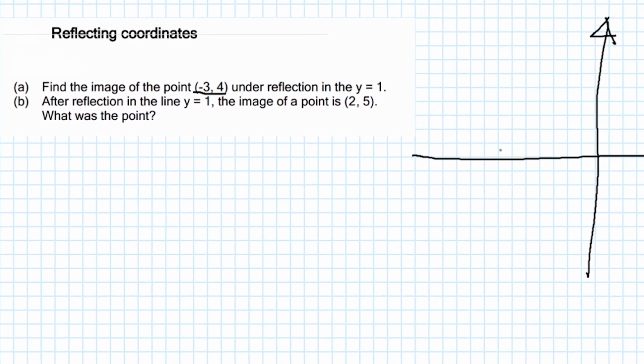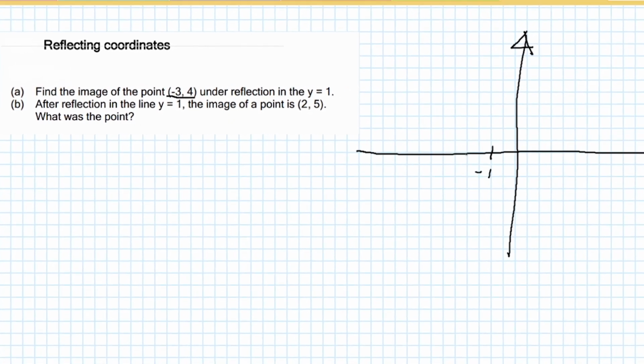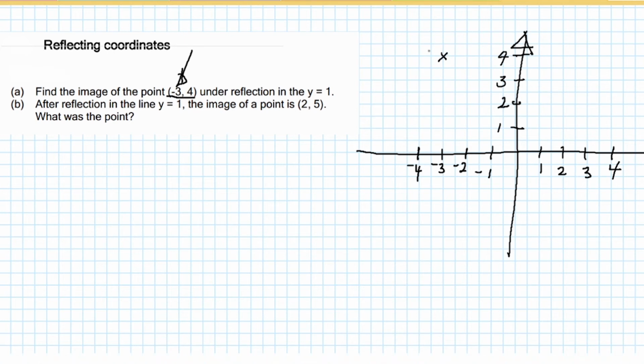Okay, so we have an image. Let's say this is negative 1. So we have a point here, negative 3,4. This is negative 3,4. This is 1, 2, 3, and 4. So negative 3,4 is right there. So I'll mark it with a dot. That's point negative 3,4.